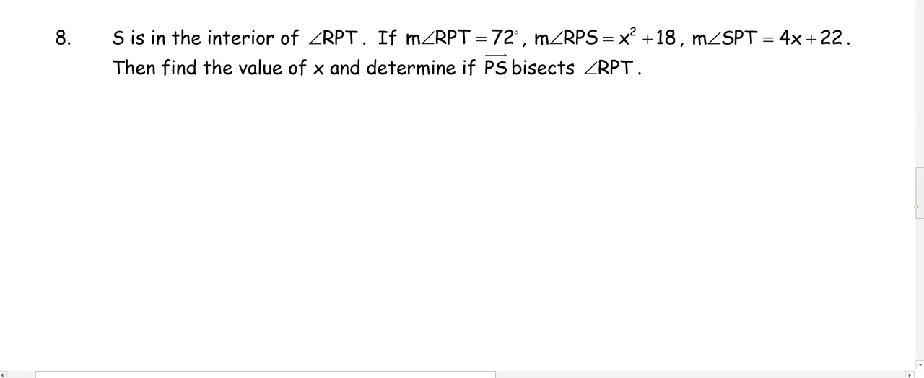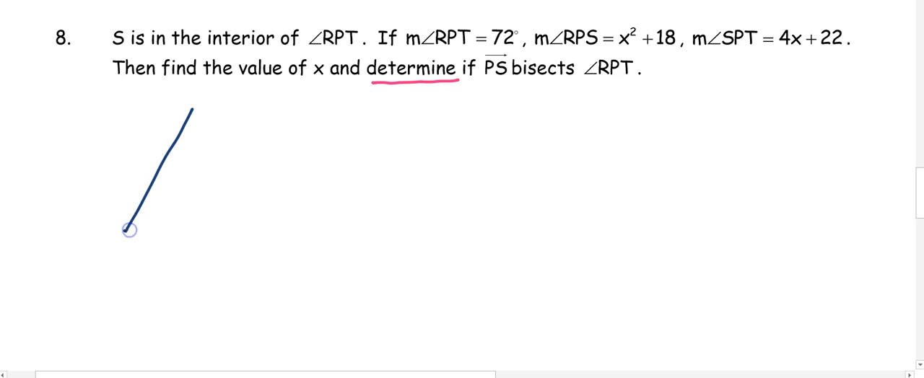Number 8, S is on the interior of RPT. If the measure of RPT is 72 degrees, the measure of RPS is x squared plus 18, and the measure of SPT is 4x plus 22. Find the value of x and determine if PS is a bisector. So right now, we're determining. We don't know if it's true or not. So we have to assume that it's not to begin.